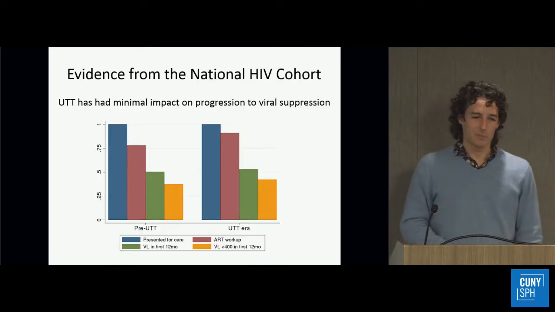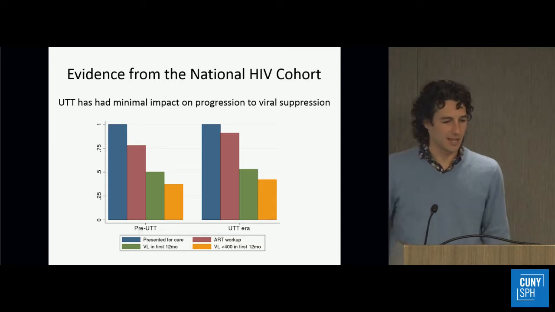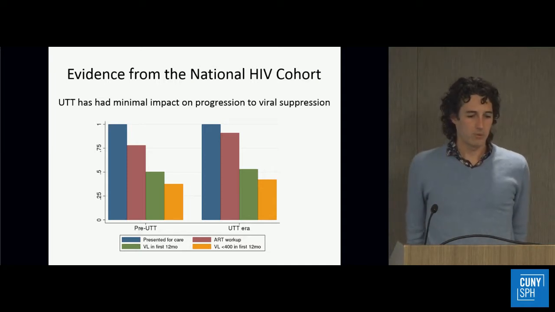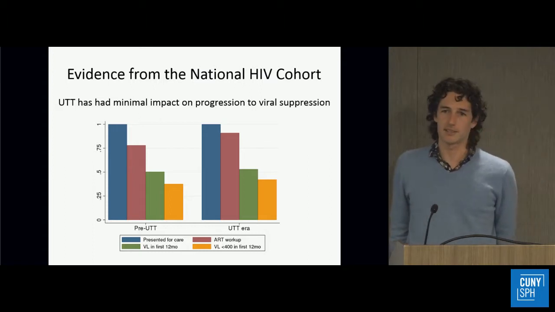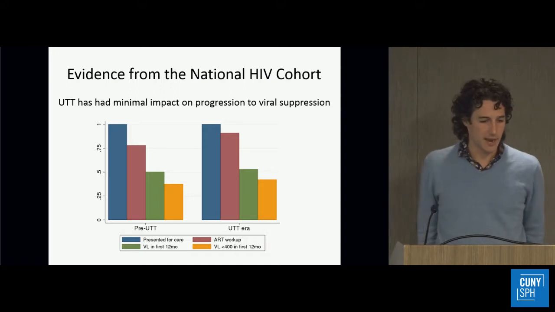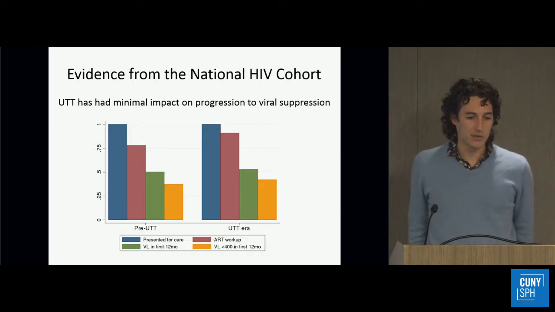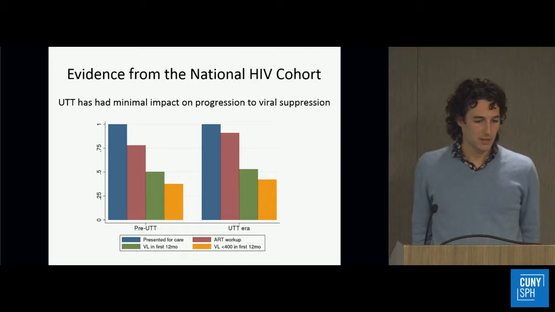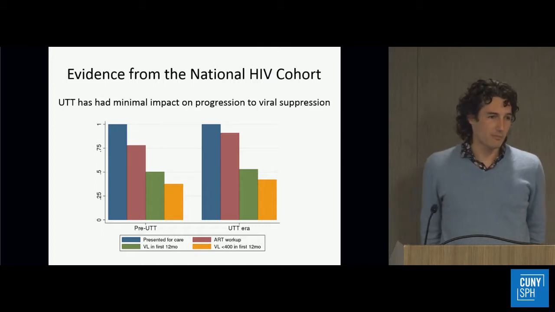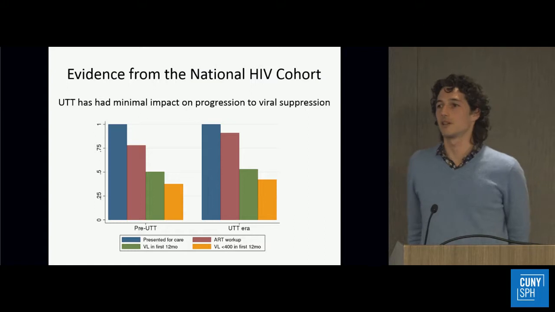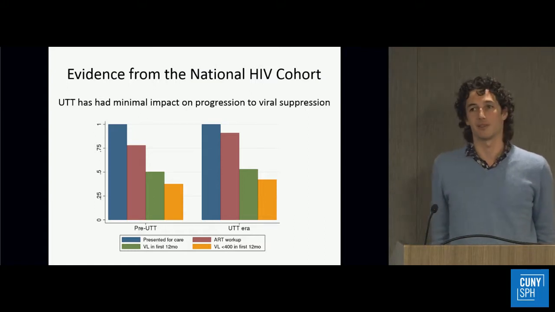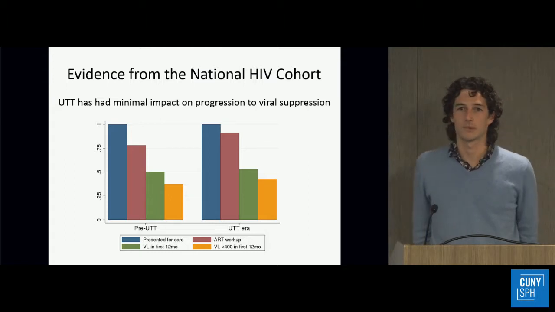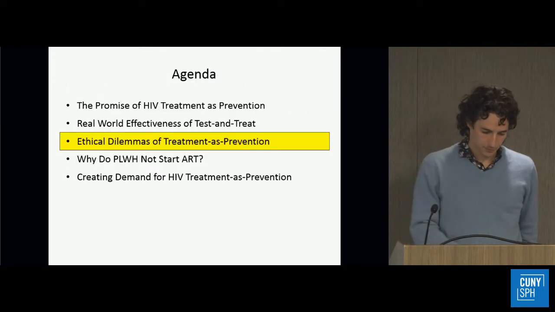This adds all this up and asks, what does the cascade look like in the pre-UTT era, in the era with the 500 threshold, and in the UTT era? The first bar is scaled to 100% for presented in care. Then the red bar shows the increase in ART workups. The green and orange bars show very, very small increases in the share of people being virologically monitored and virologically suppressed in the first 12 months.